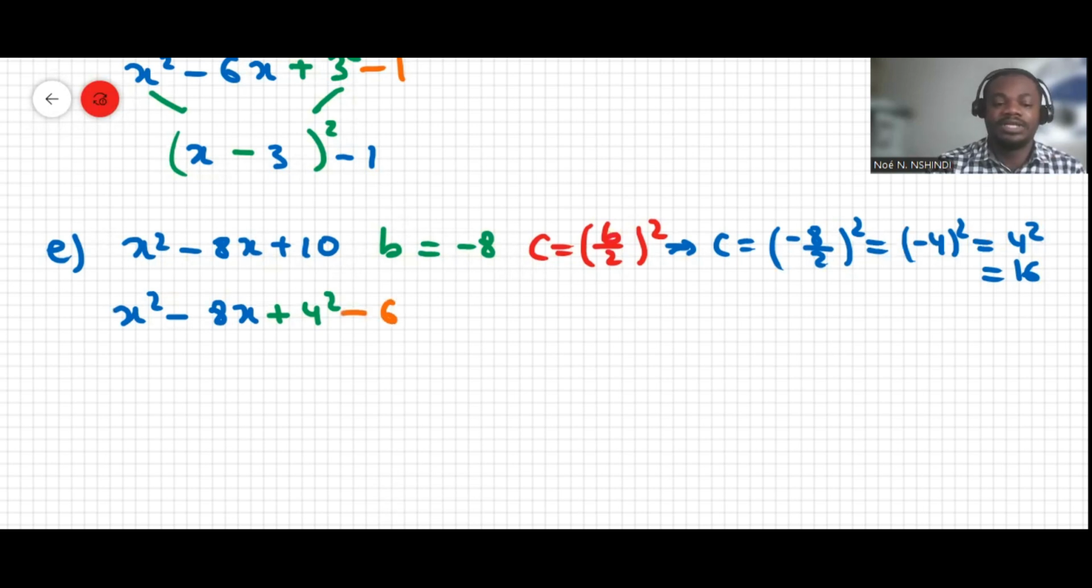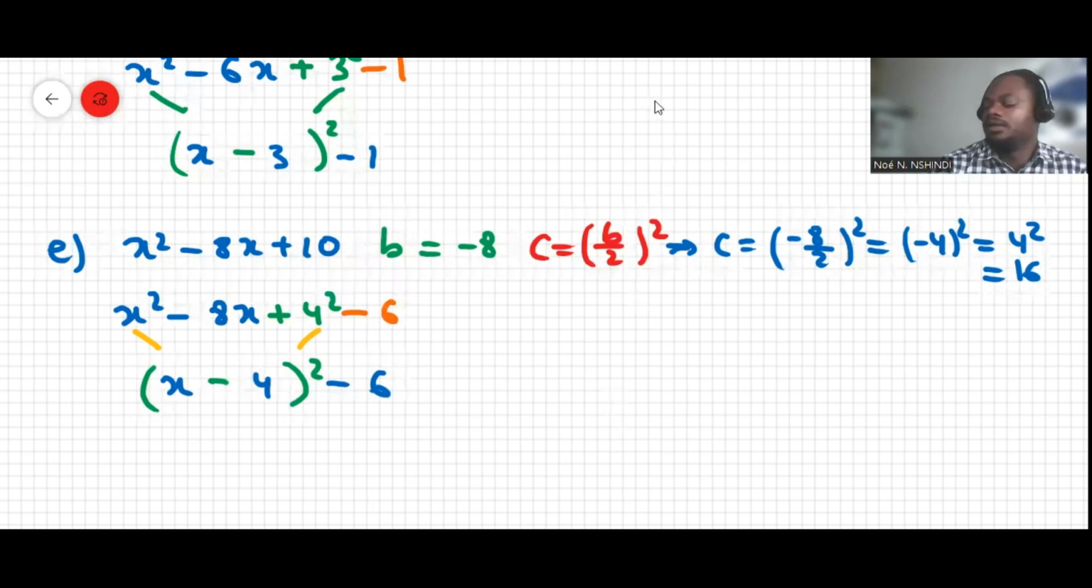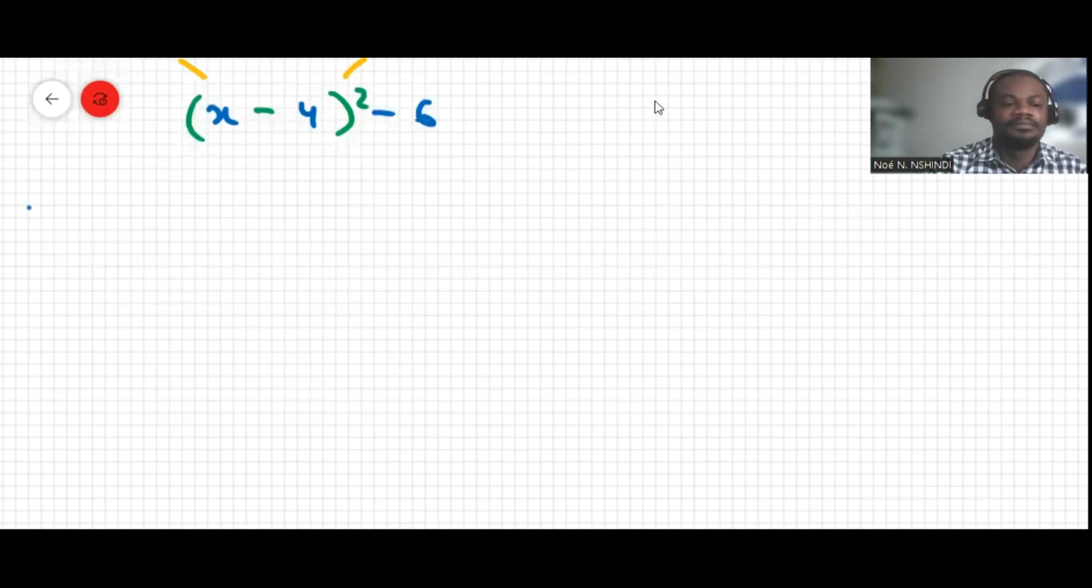Then we can just consider the basis only, here, the basis over here. And then the expression will be like that to the power of 2. So it might be (x minus 4) squared, and then the sign is negative, and then minus 6. That's E. Okay. We can also do F.